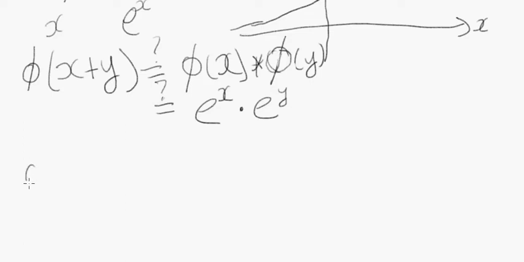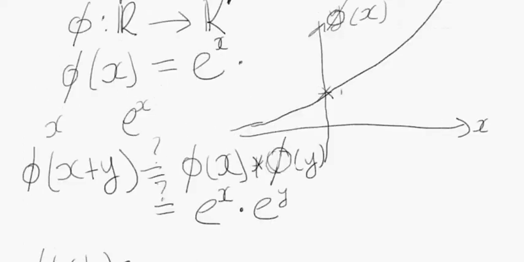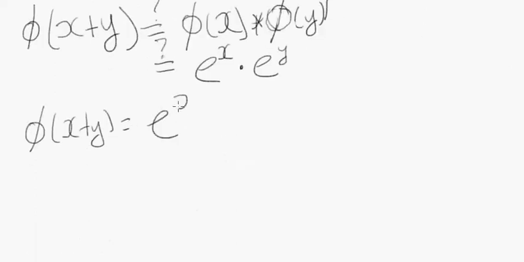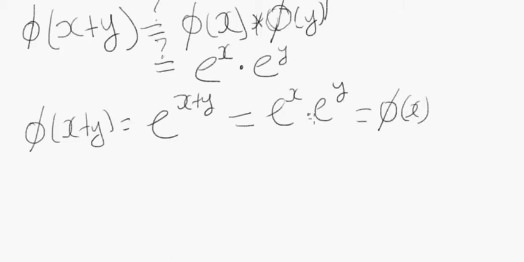Let's check it out. What's phi of x plus y? Remember phi of x was set to e to the x. Phi of whatever you plug in gives us e to that thing. So phi of x plus y will then give us e to the x plus y. But e to the x plus y, from algebra, we know is the same as e to the x times e to the y. And e to the x is phi of x, and e to the y is phi of y. So indeed, phi of x plus y equals phi of x times phi of y.